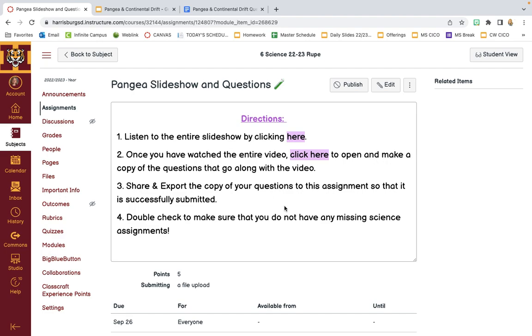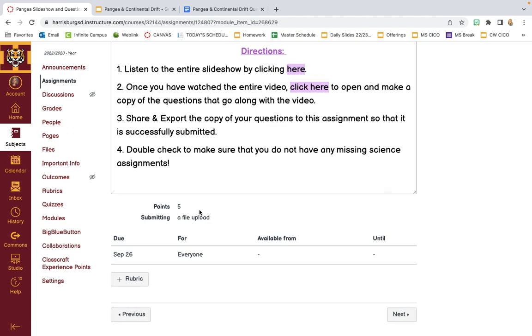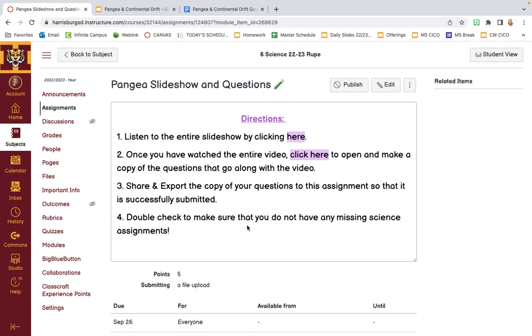Please let me know if you have questions. This assignment is worth 5 points. It is due tonight at 11:59. So please, again, let me know if you have any questions, and from there, you can get started. Thanks.